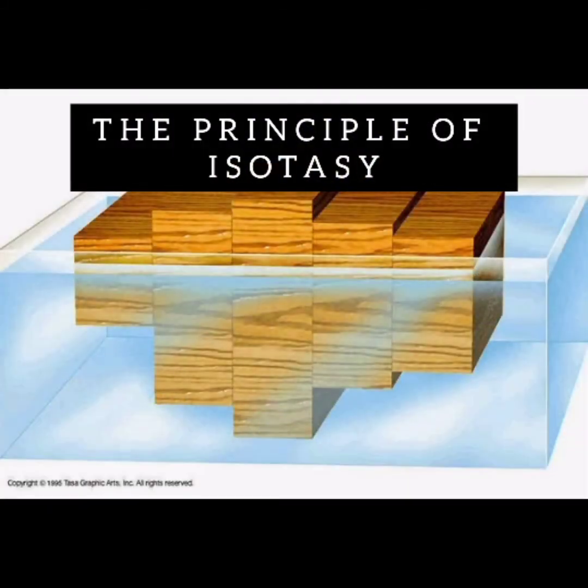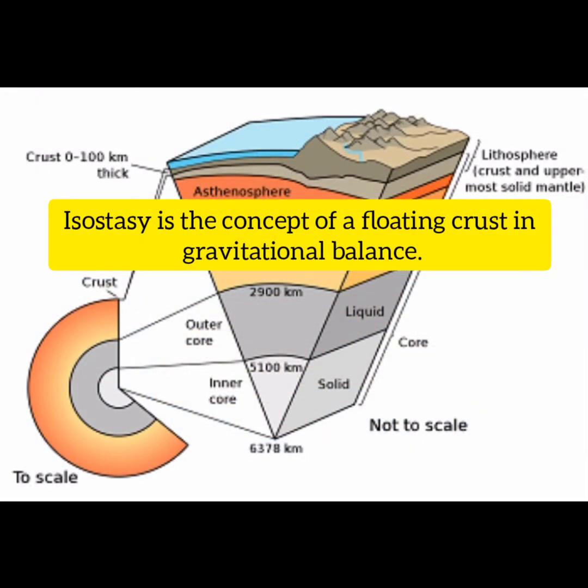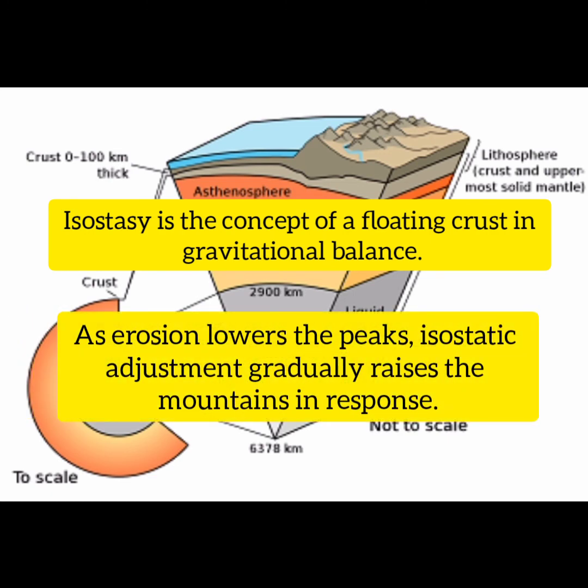The principle of isostasy. Isostasy is the concept of a floating crust in gravitational balance. As erosion lowers the peaks, isostatic adjustment gradually raises the mountains in response.